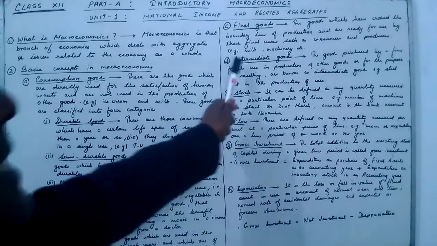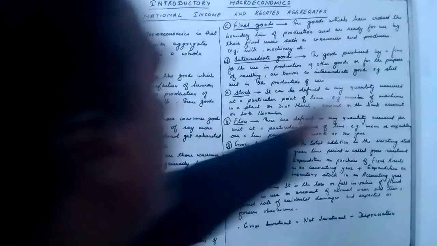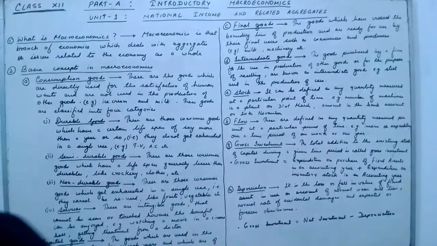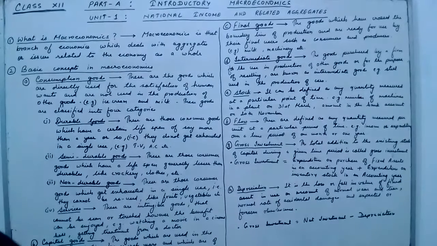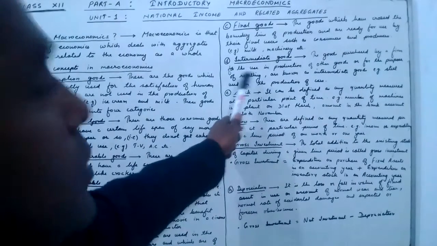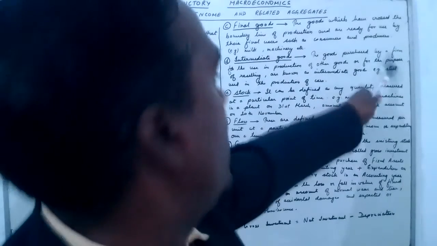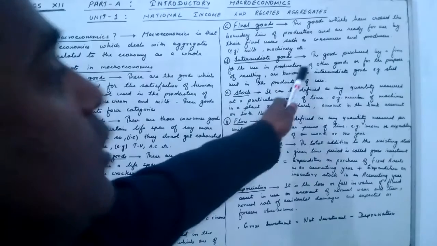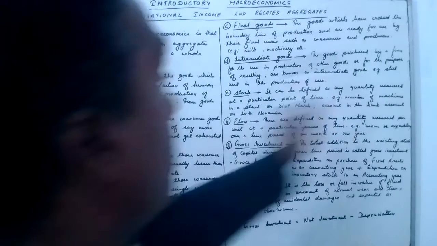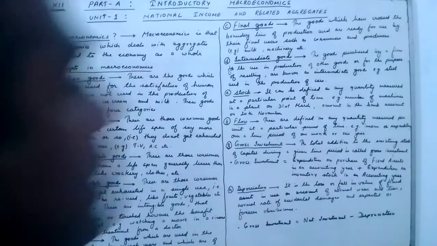Now the fourth one is intermediate goods. What are intermediate goods? The goods purchased by a firm for use in production. These goods are purchased by the firm so that they will be used in the process of production of other goods. The goods purchased by a firm for the production of other goods or for the purpose of reselling are known as intermediate goods.